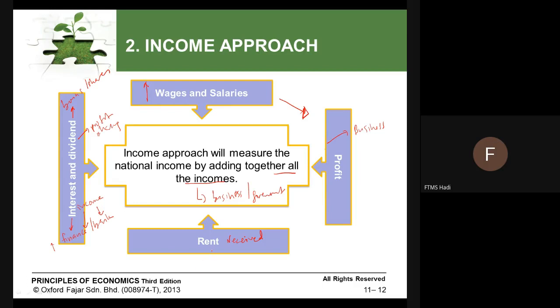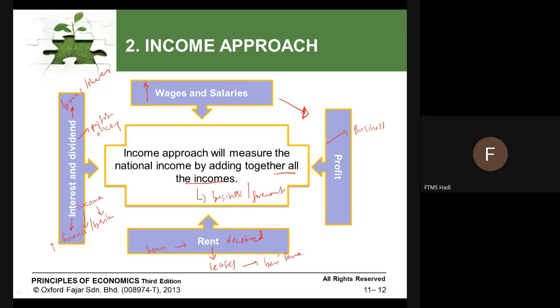Rent, we call in Malay sewa. Leases means that beri sewa. Okay, so sometimes government leases their asset to the businesses. So that means the businesses need to pay some of the rent money to the government. So that's why we can consider as an income as well. So these are four types of income approach in this case.